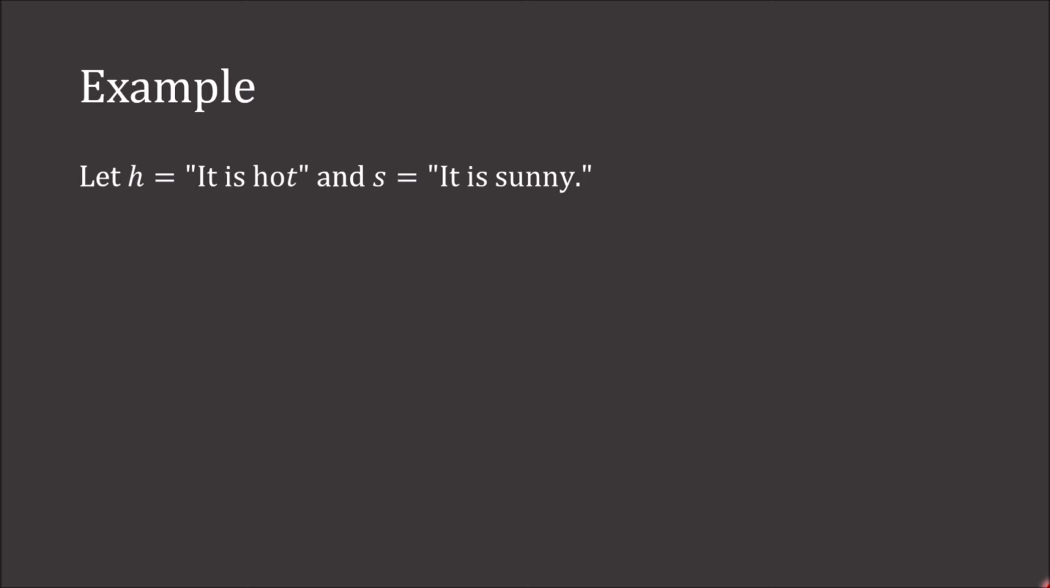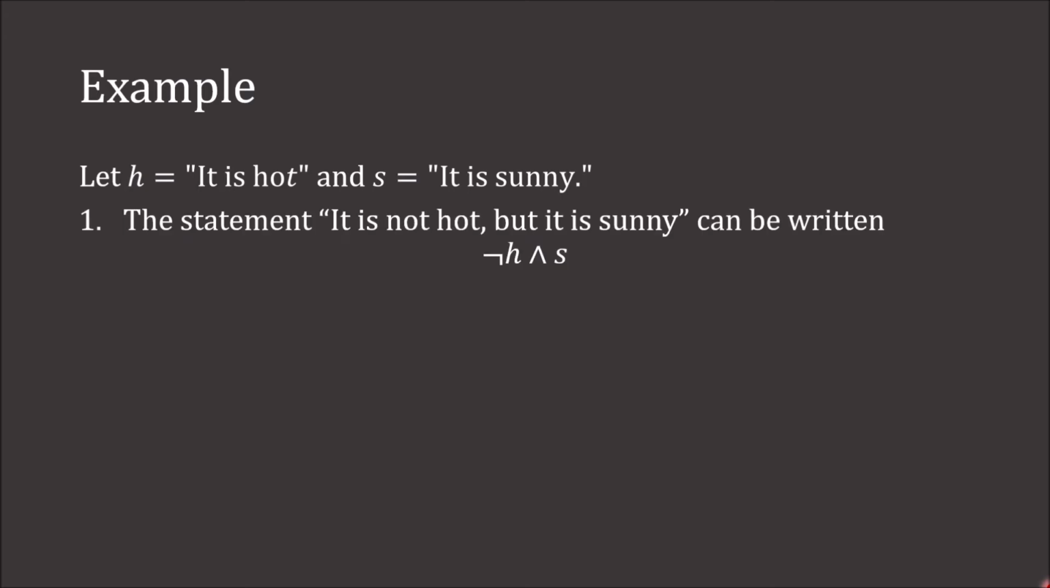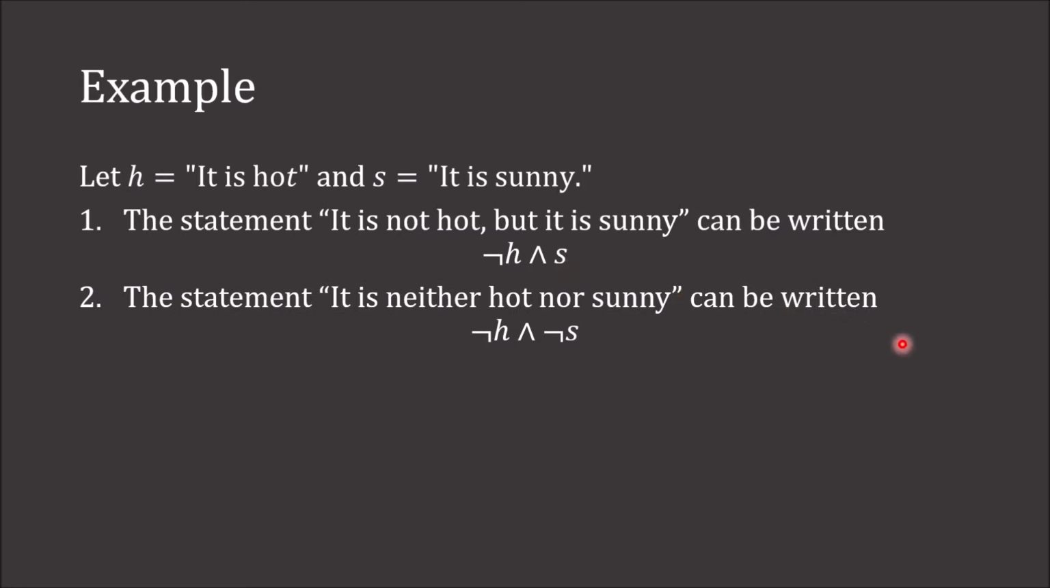So let's look at an example. We're going to let H represent the statement it is hot. We will let S represent the statement it is sunny. The statement it is not hot and is sunny can be written in this form: not H and S. The statement it is neither hot nor sunny can be written as not H and not S. Writing a statement like this is known as its formal form, or writing it formally.